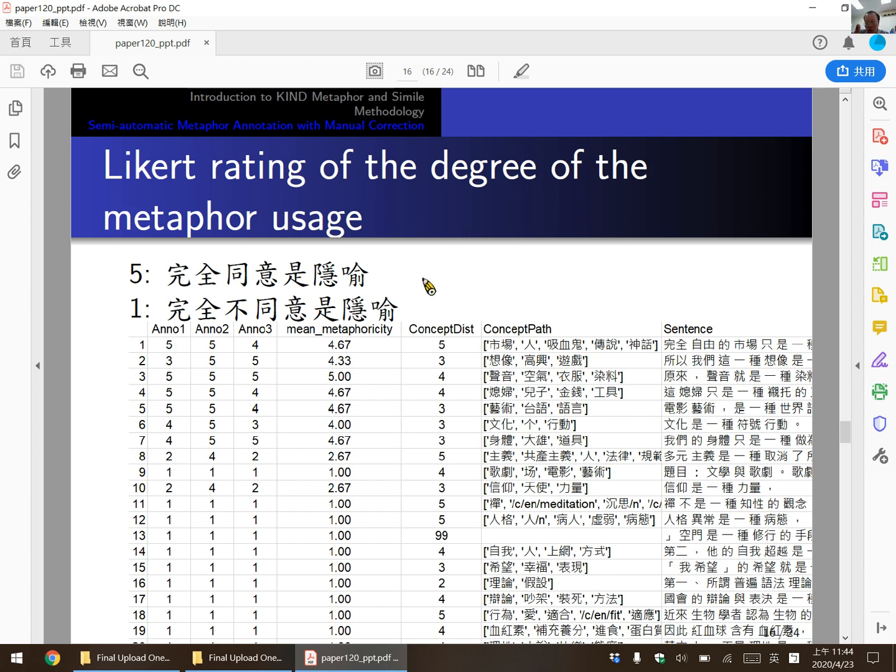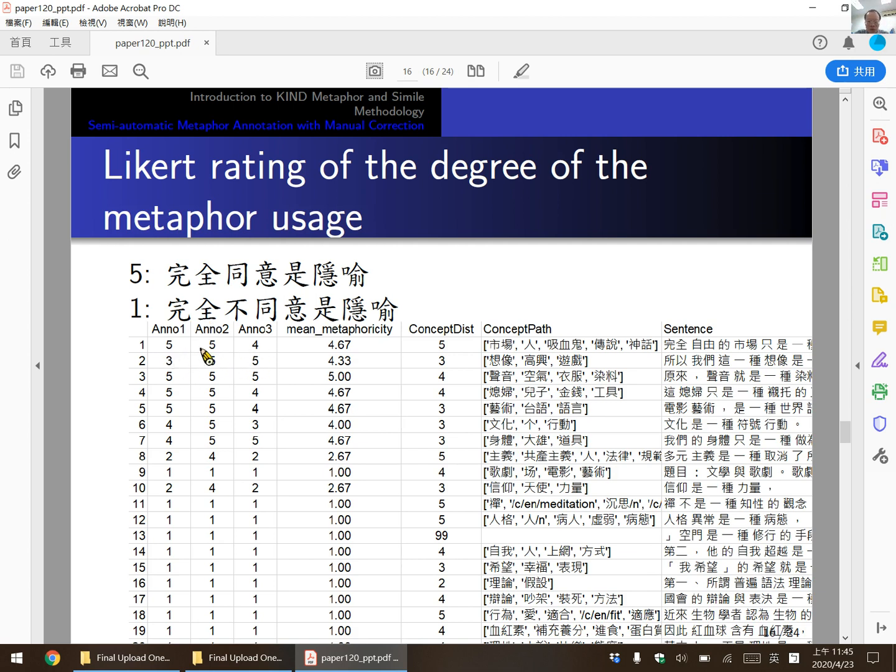So they rate the metaphoricity of the above sentences with a 5-point Likert scale. If they give it 5 points, it means the annotator totally agrees that the usage of the two nominal concepts is totally metaphorical. And if they rate the sentence and the two concepts with 1 point, it suggests that the annotator entirely disagrees that it is metaphorical. It's not metaphorical at all.